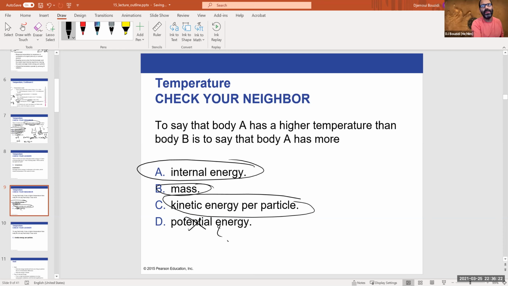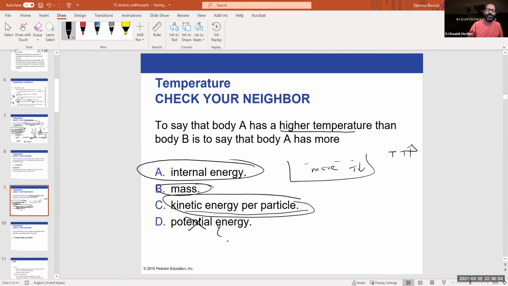Then the bathtub and the red hot nail: the bathtub has more internal energy because there is more of it, albeit it has a lower temperature than the nail, and more mass, of course. But the nail is hotter, has a higher temperature, because on average it has a higher kinetic energy per molecule, per particle. That's why it has a higher temperature.